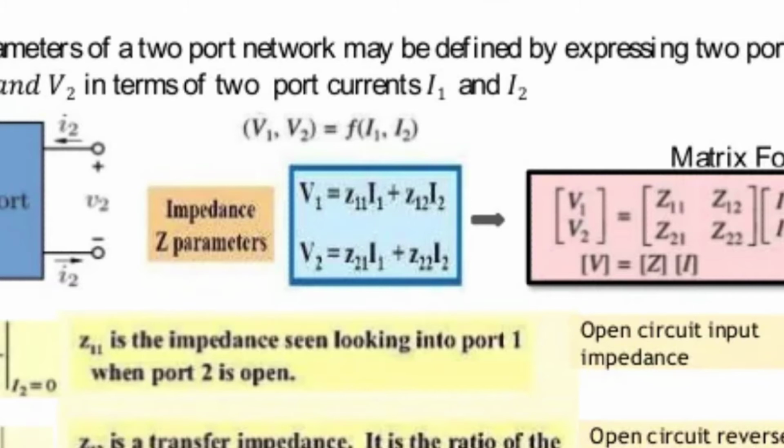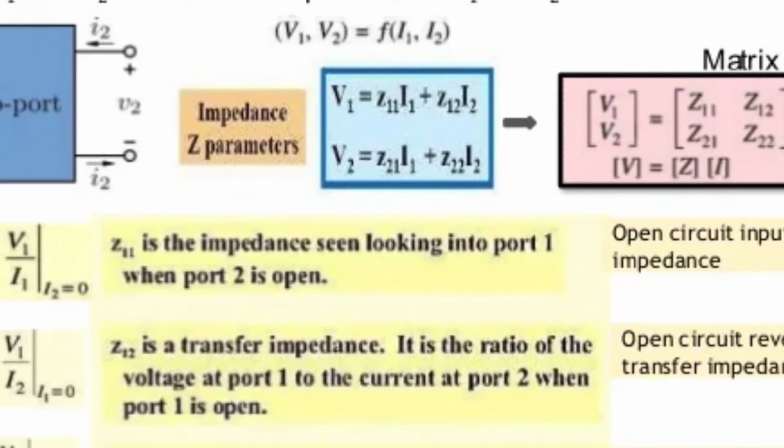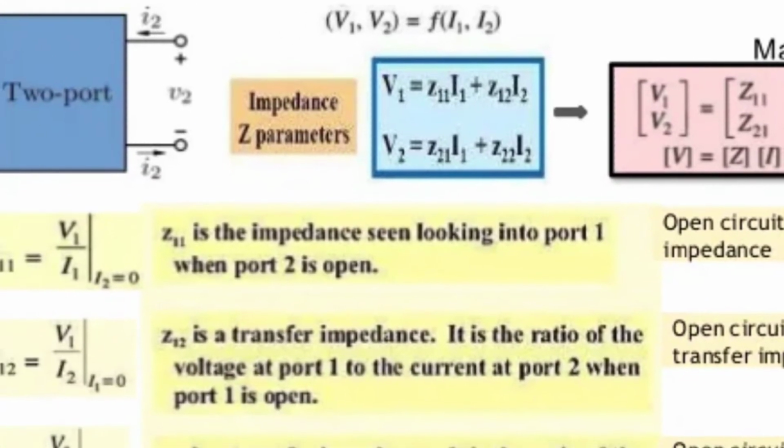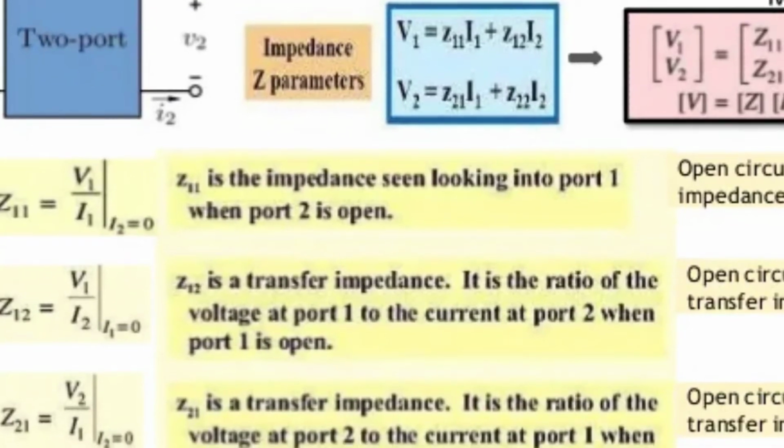Similarly, in the second equation, Z21 will be equal to V2 by I1. This is called the open circuit reverse transfer impedance. Open circuit reverse transfer impedance V1 by I2 when you open circuit the input, we get Z12.